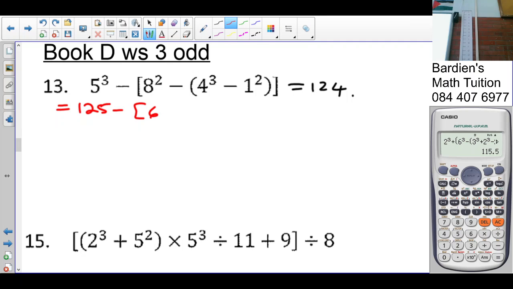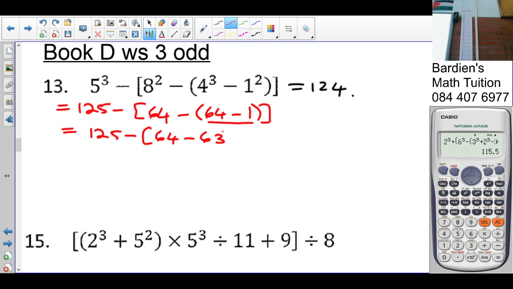So how did you get the right answer if you wrote the wrong answer? That makes sense. So what is 8 squared? 64, yes. Minus, what's 4 cubed? Carry on, Michael, what's 4 cubed? Minus 1 squared. 1. So that needs to be done first. 125 minus 64. What's 64 minus 1? 63. What's 64 minus 63? 1. This is 124. So you lied to me.